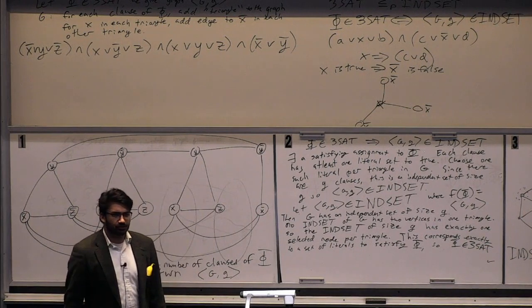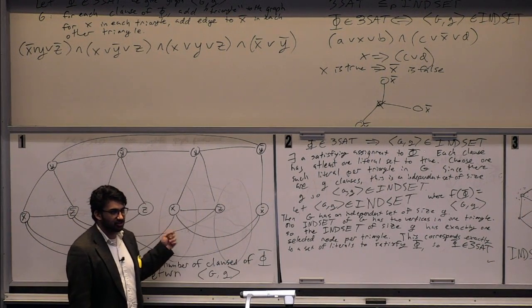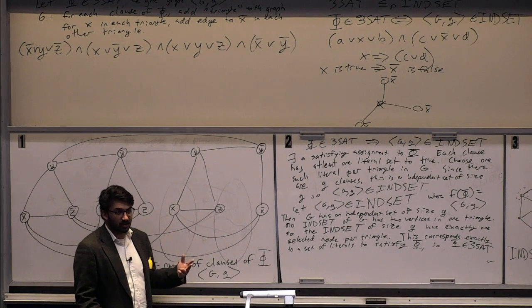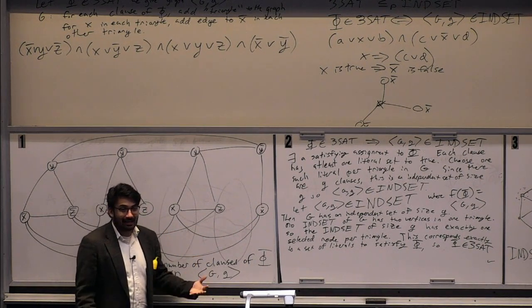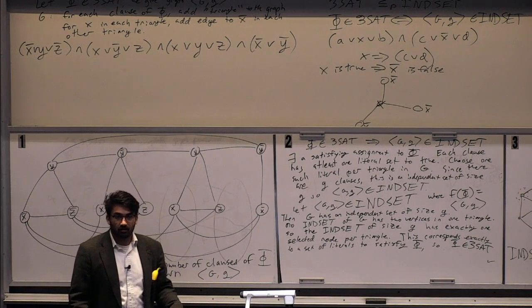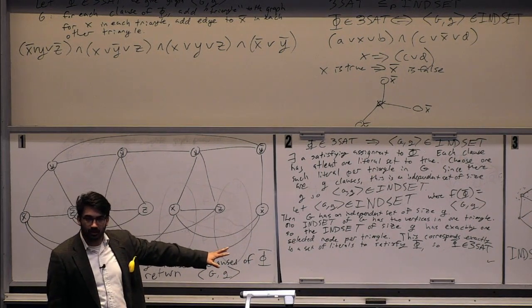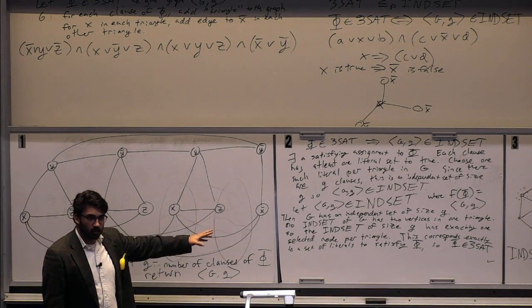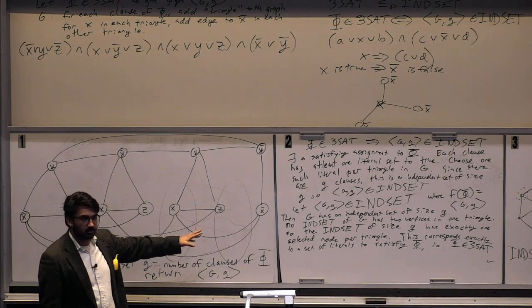Questions on the reverse reduction? We see what happened. If this has an independent set of size g, and there are g triangles, and you can't have two in the same triangle, there has to be one chosen per triangle. That happens to correspond exactly to which literals you'll turn on in the formula. Questions on the reduction? You see how the proof was set up? It goes one way, and it goes the other way, right? This is sort of what's expected.